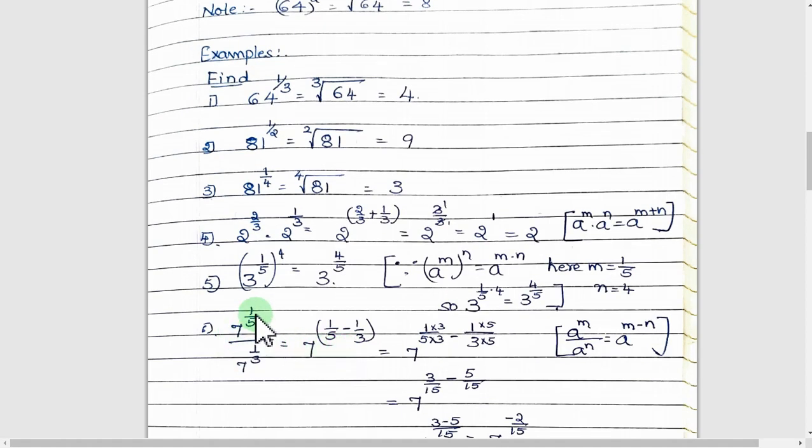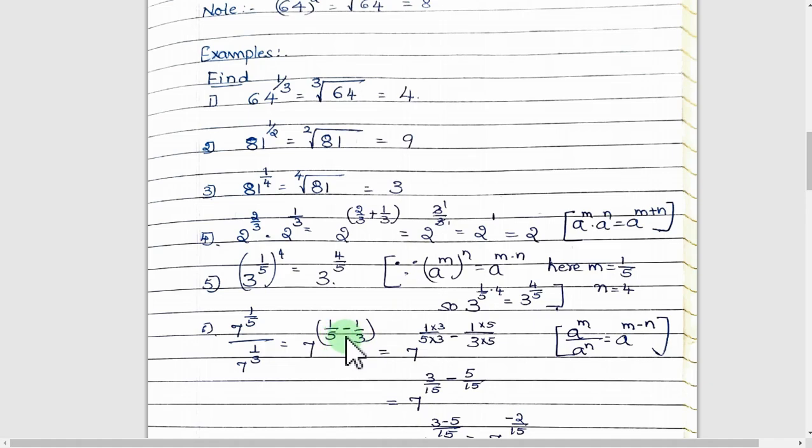Next, 7 to the power of 1 by 5 divided by 7 to the power of 1 by 3. Now we use the second law: a to the power of m divided by a to the power of n is equal to a to the power of m minus n. So 7 to the power of 1 by 5 minus 1 by 3. Here we have to simplify the fraction subtraction by equalizing the denominator. In addition and subtraction of fractions, the first step is equating the denominator. How to equate the denominator? We have to take the LCM. You have learnt this in your 6th, 7th standard. Here there is no common factor for 5 and 3, so multiply 5 into 3; 15 is the LCM.